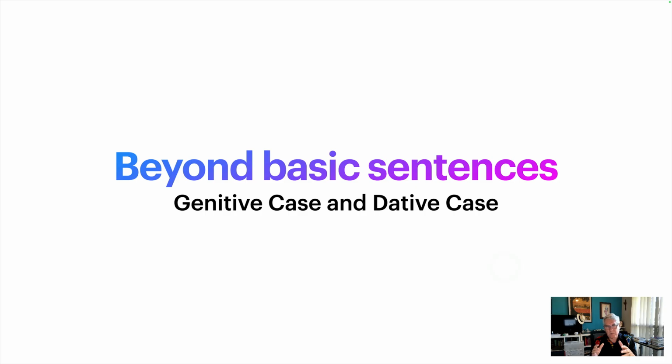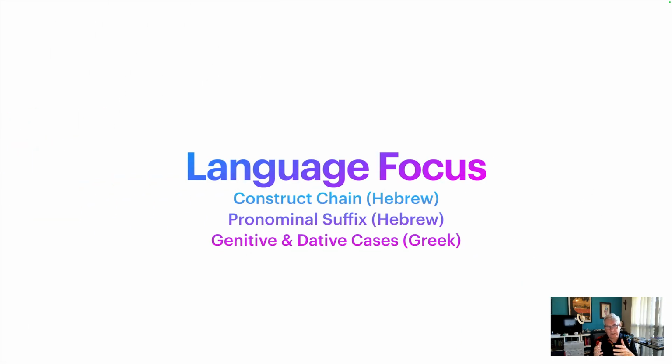This week we're going to move beyond the idea of really basic sentences, and start to push out into ways in which both Greek and Hebrew deal with things like genitive and dative case, or relationships of possession and association. So we're going to be looking at things like the construct chain in Hebrew, and also the pronominal suffix system in Hebrew. And in Greek we'll just touch briefly on the genitive and dative cases, and we'll explore that a bit further with some of the exercises that we'll do in class.